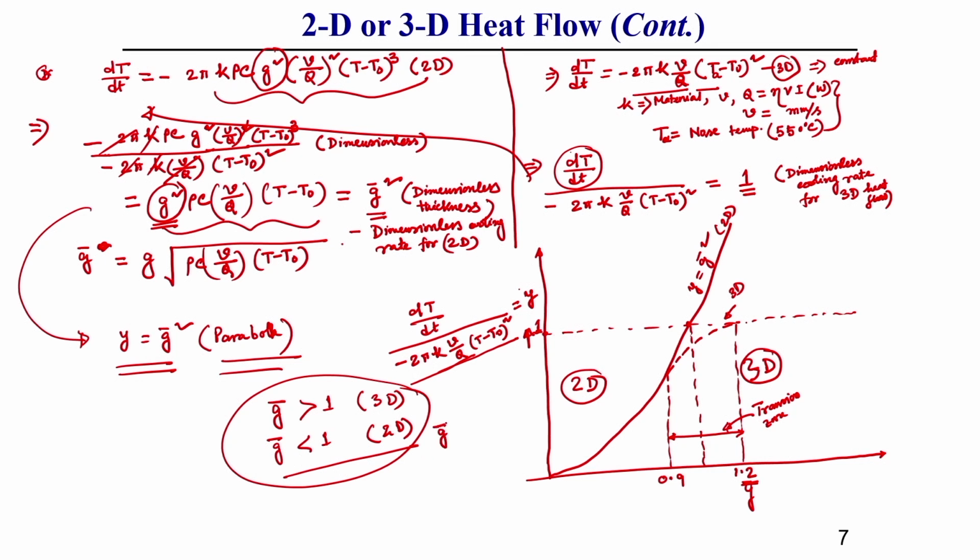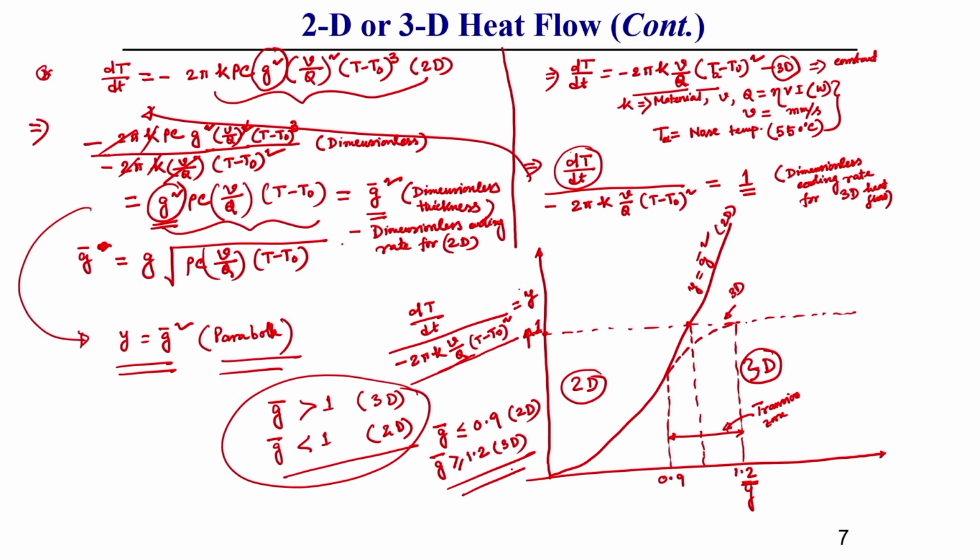the G bar value is less than equal to 0.9, there generally you can consider 2 dimensional types of heat flow, and G bar value if it is greater than equal to 1.2, there generally you can consider 3 dimensional types of heat flow equation. This you should keep it in mind.